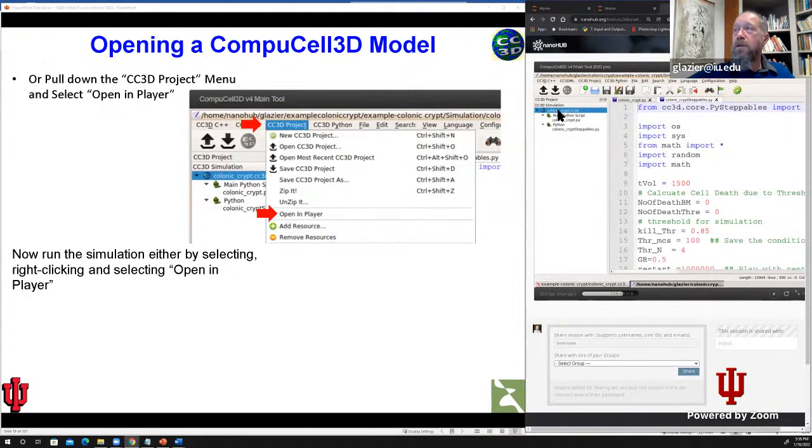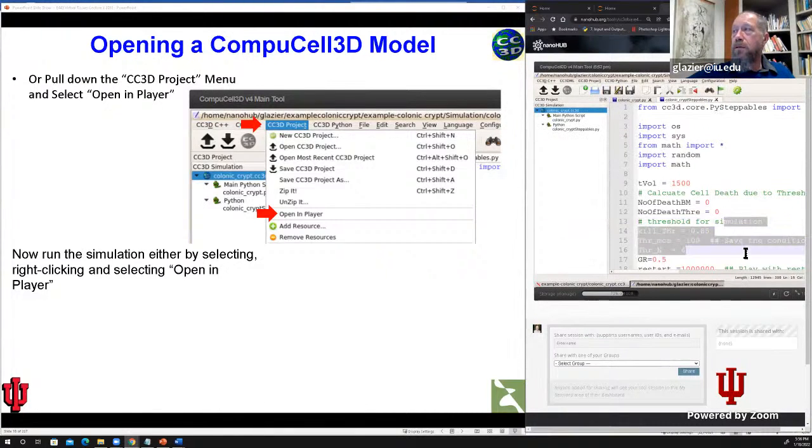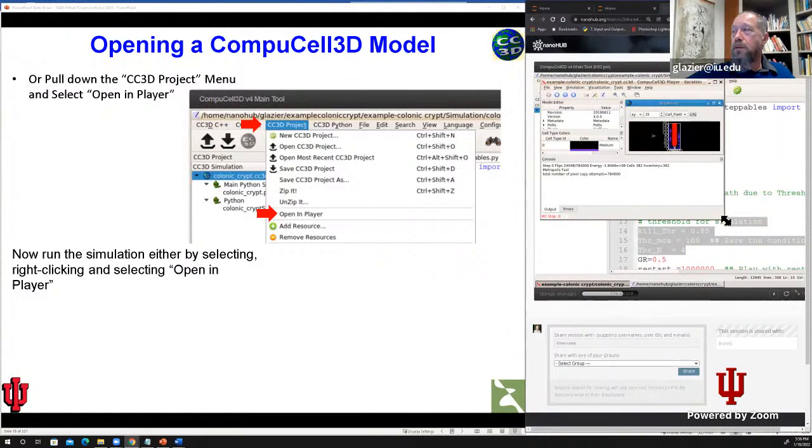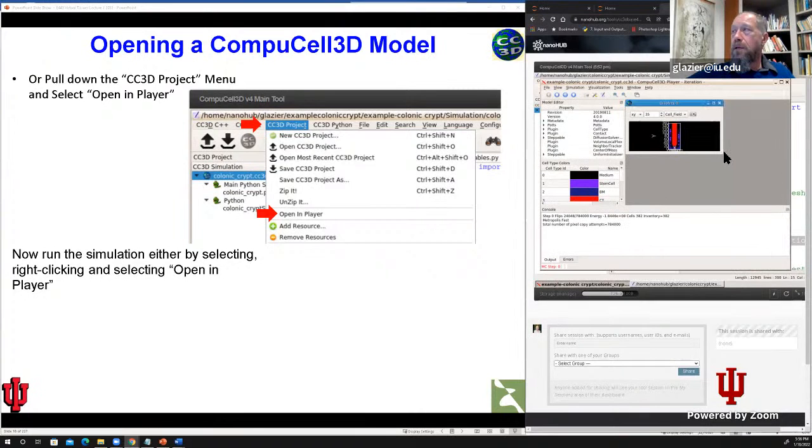There's the simulation. And now I can open in Player with a right click here. Open in Player. And now I can switch back on the bottom here. I should have a tab for the window with Player. And it should launch the simulation.